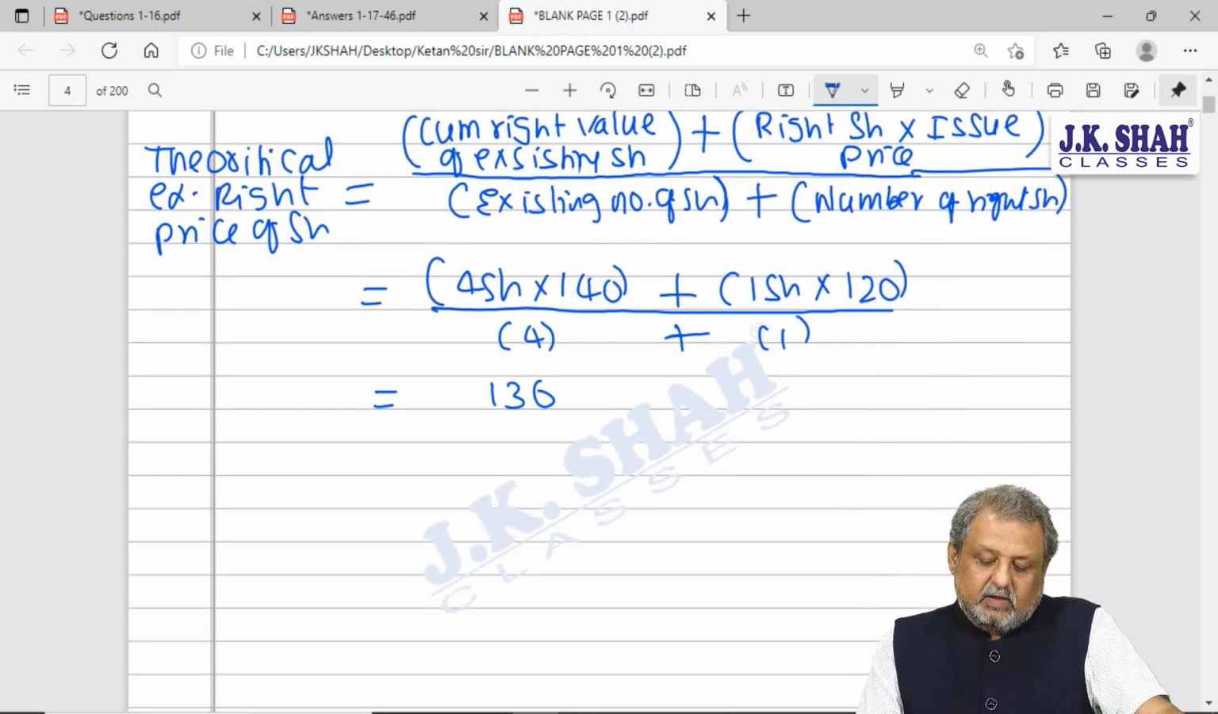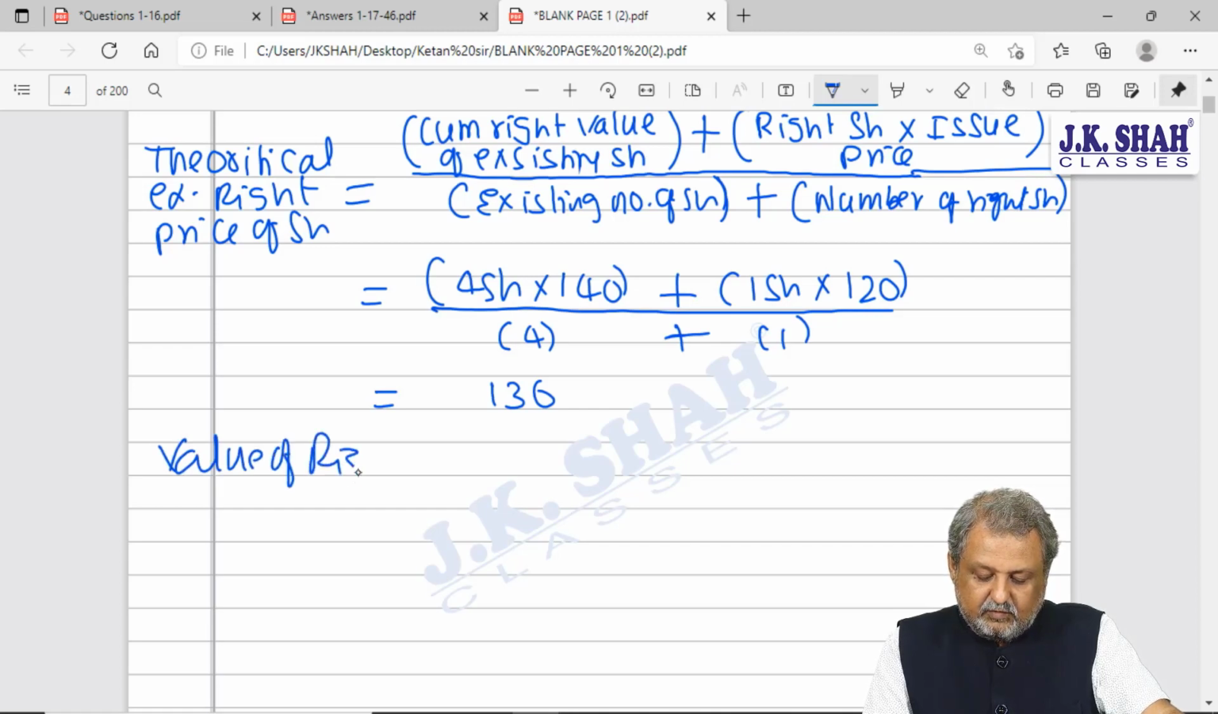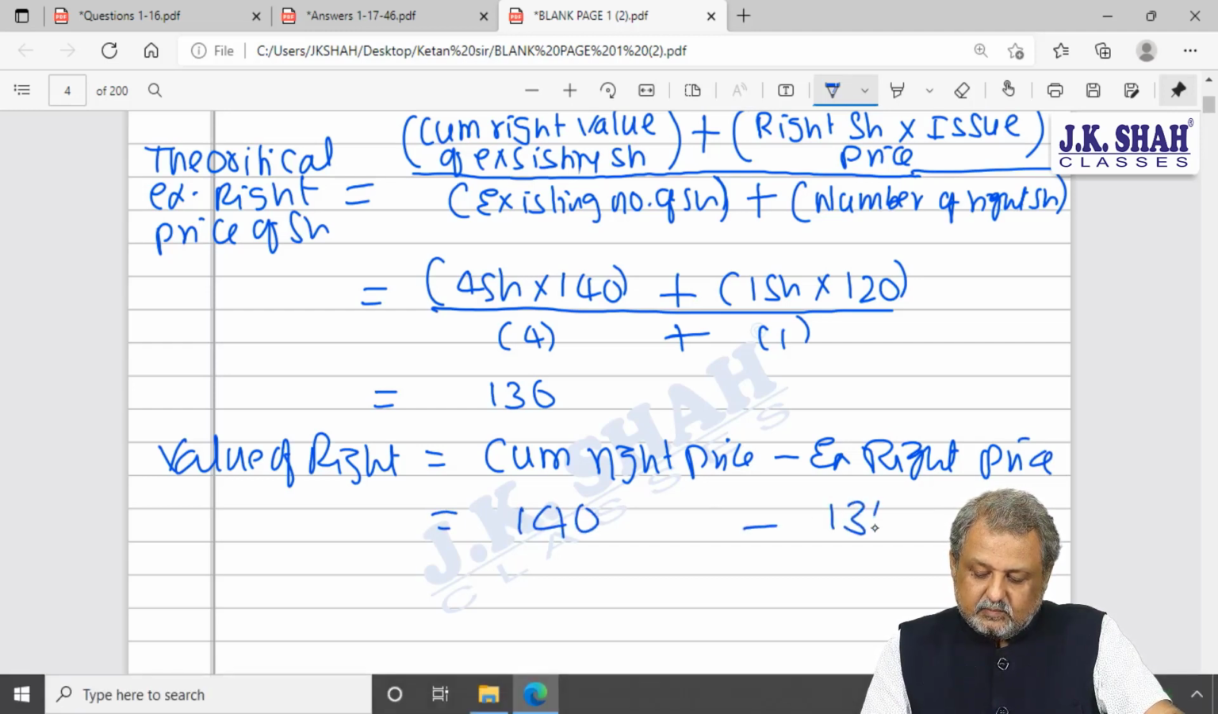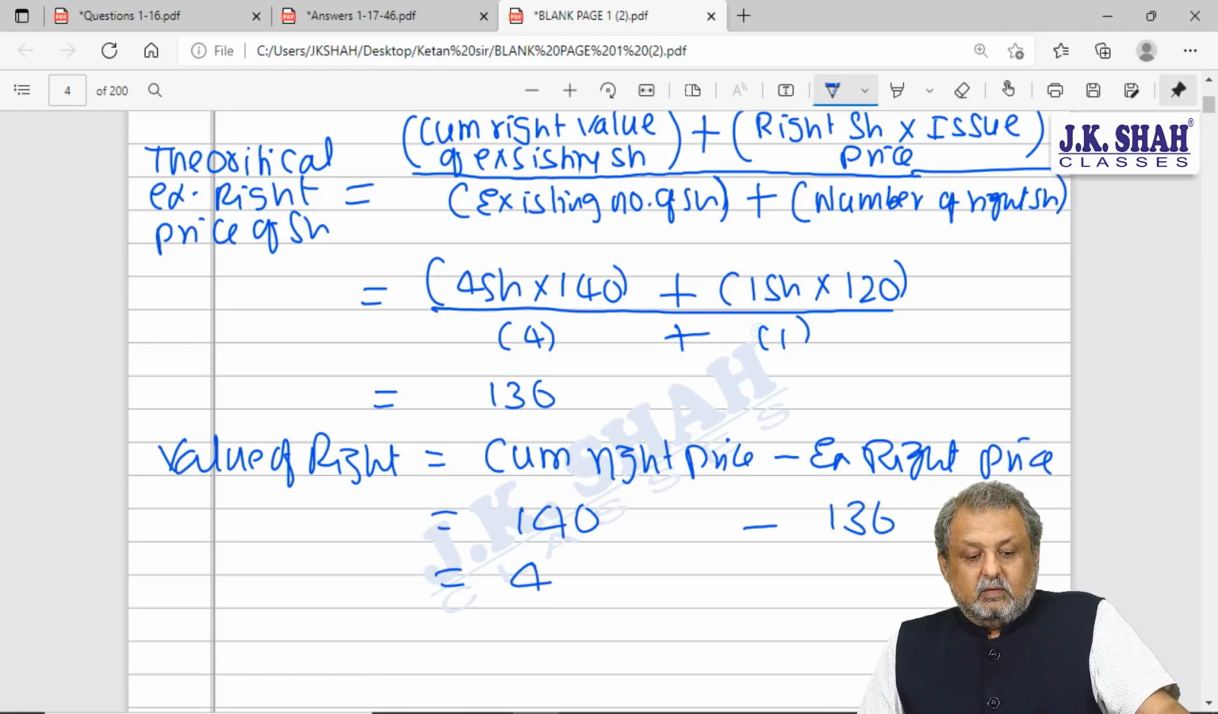And how to find the value of share or value of rights? Value of right is equal to come right price minus X right price. I have given you logic as well as magic, both. Value of right will be 4 per share.